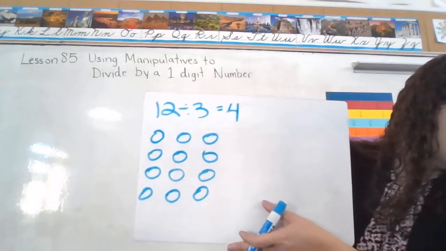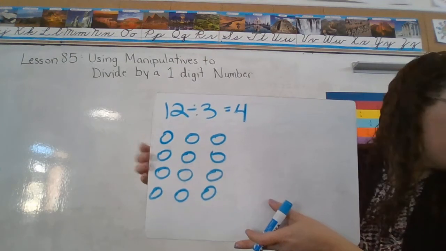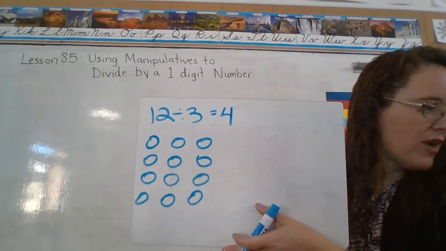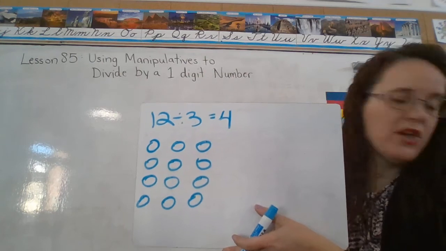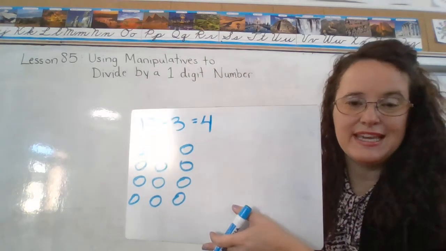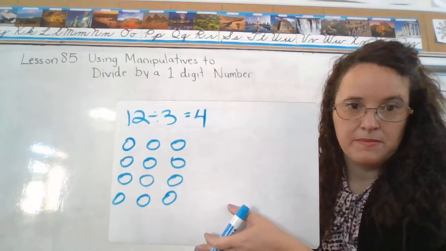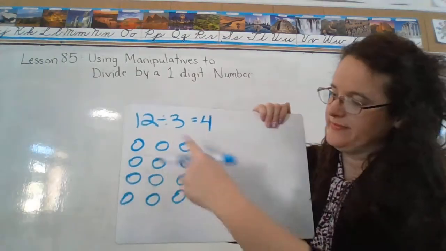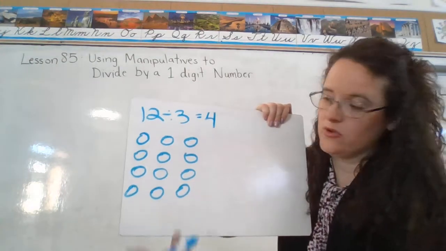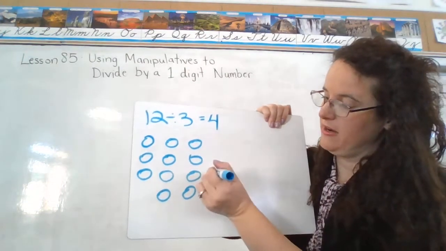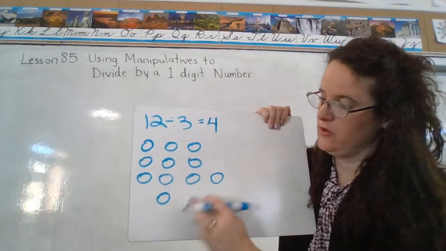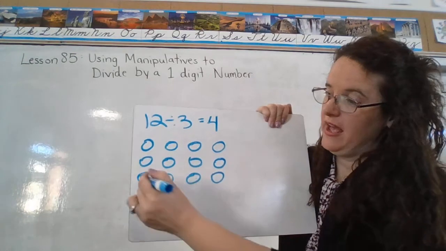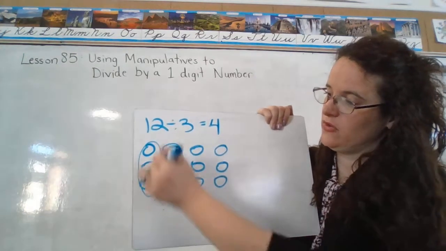Okay, for the second problem, we're using the same 12 rocks, and it says, then Tony arranged the 12 rocks into groups with 3 rocks in each group. How many groups did he make? Well, I have too many. I have 4 rocks in each group. So I'm going to take one away from here, and I'm going to bring it over here and make a new group. Take that one away, take that one away. So now, 3 rocks in each group.